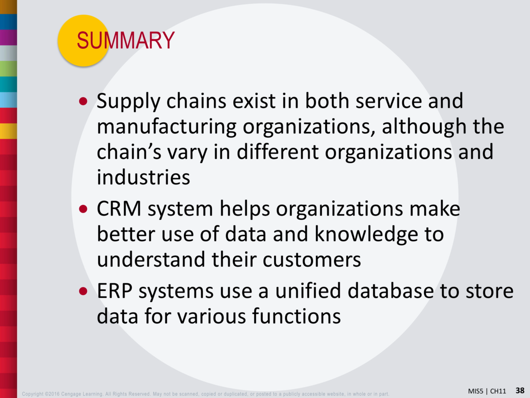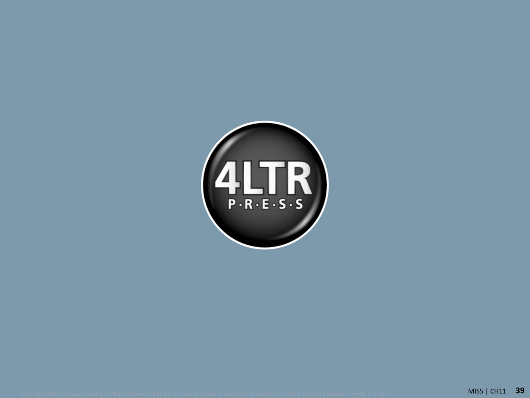And then a little bit of a summary. Supply chains exist for service and manufacturing organizations. CRMs help us organize data and make better use to understand customers. And ERP brings all these things together to make sure we can understand the business that we're working in and to get efficiencies and a return on investment. And that wraps up this lecture.